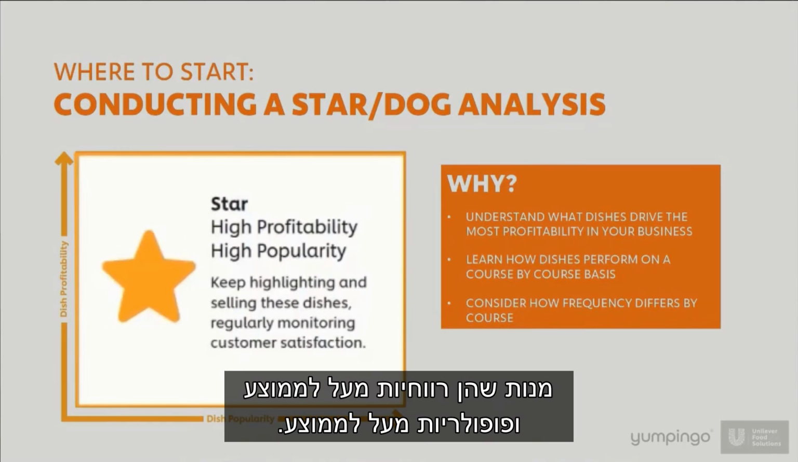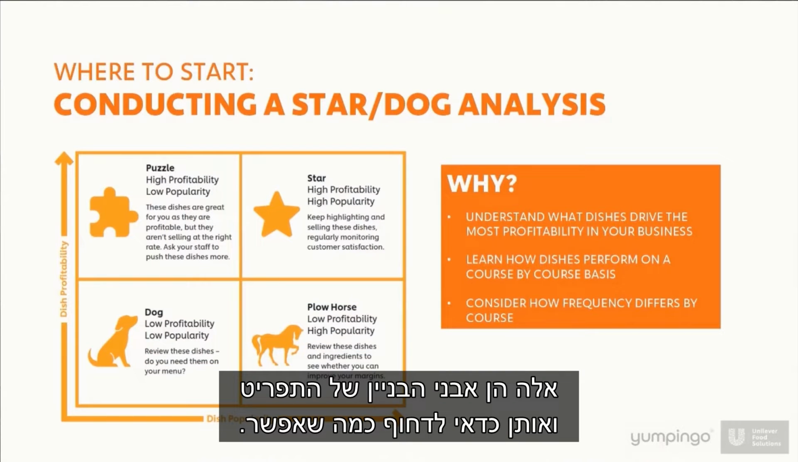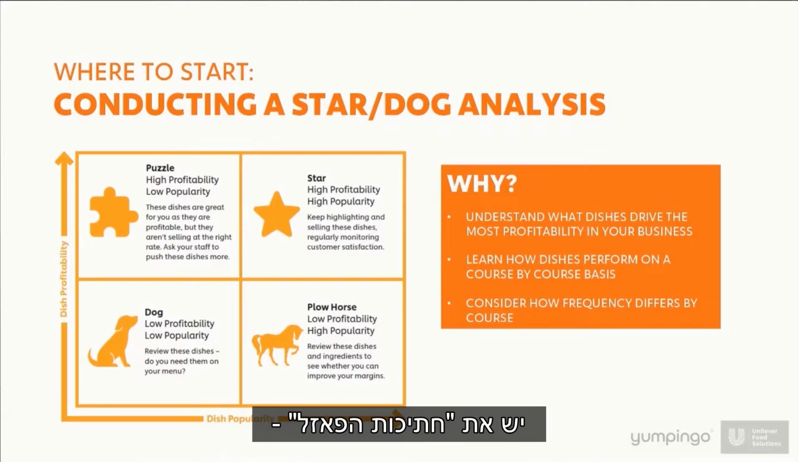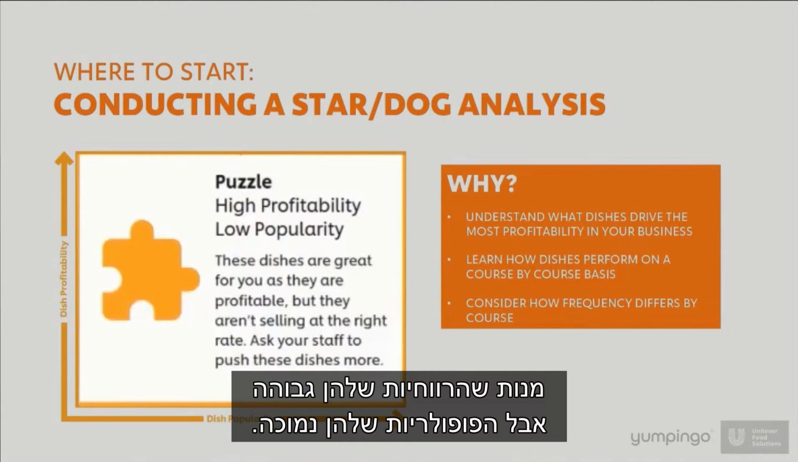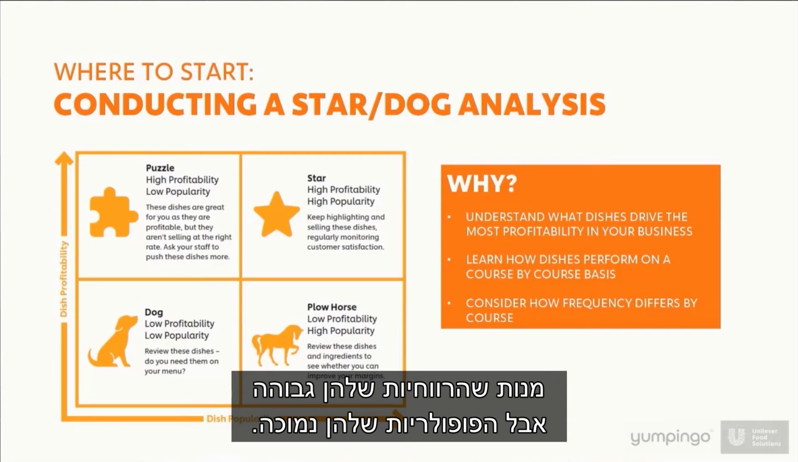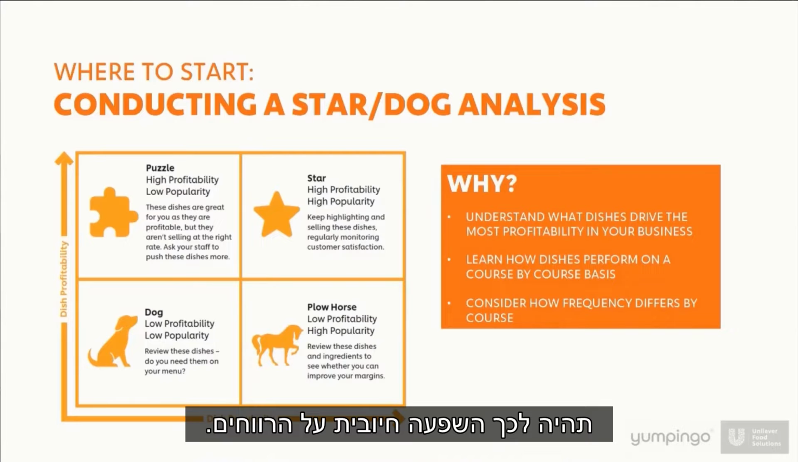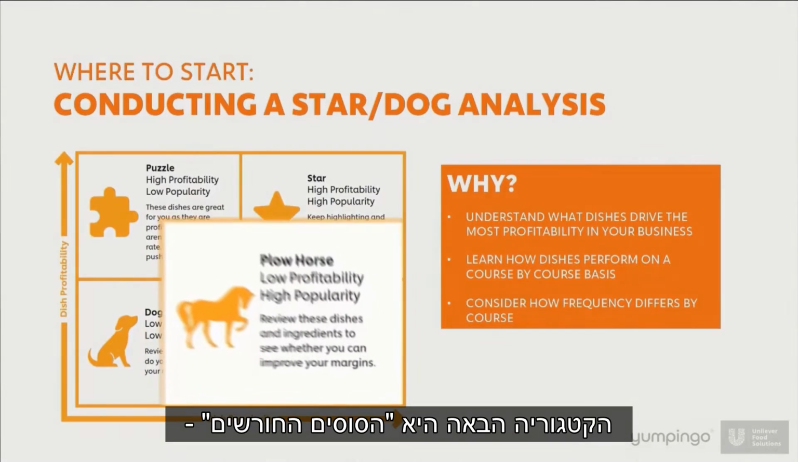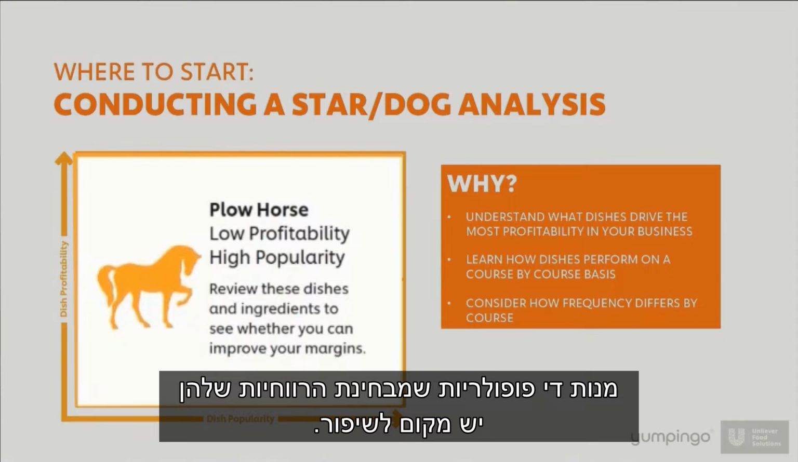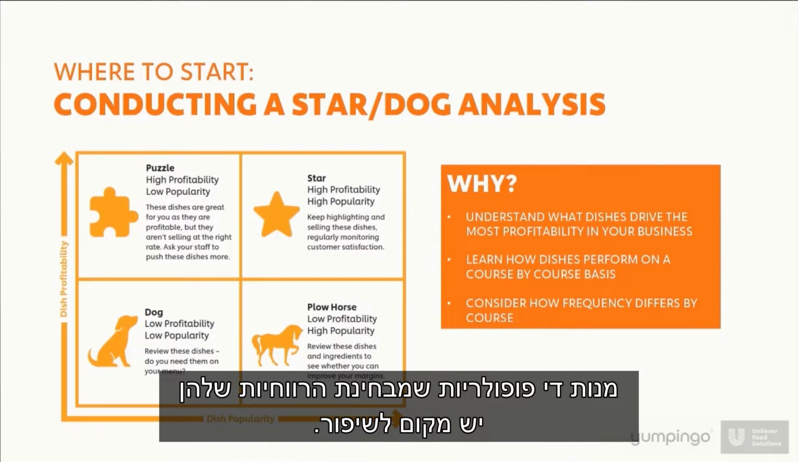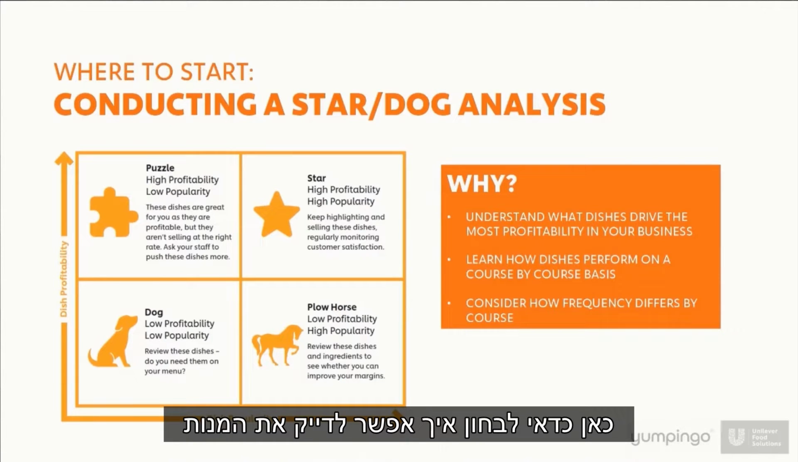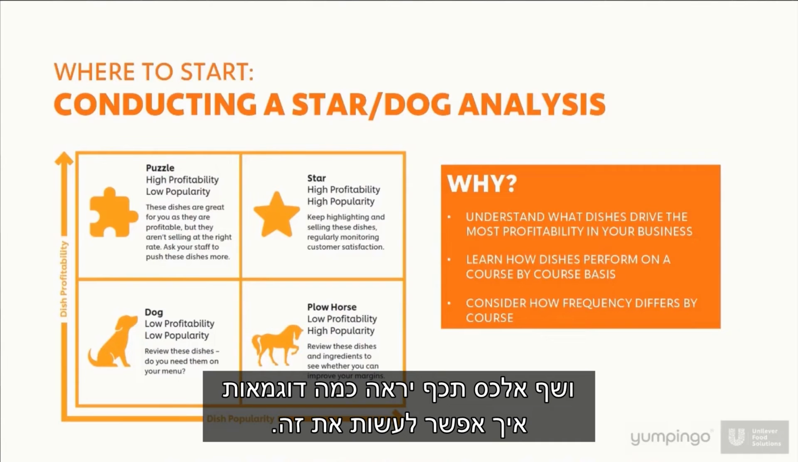So there are your stars, which are above average profitability and popularity. These are the rocks of your menu. You want to push them as much as you can. There are the puzzle pieces, which are high in profitability, but low in popularity. If you could find a way to push these a little bit more, that would have a positive effect on your bottom line. Next, you have the plow horses, which are actually quite popular, but from a profitability perspective, there could be some opportunities to improve. This is where you'll want to look at how to tweak the dishes. And Chef Alex, I believe you'll go over some examples of how to do that in a little bit.